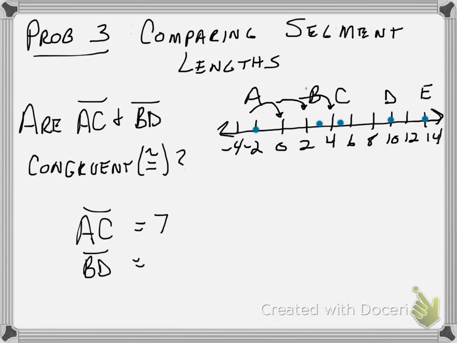BD starts at 3 and we're going to go to 10. That's 2, 4, 6, and then 1 to finish it off is also 7. So since they match, AC is congruent to BD. You'll see that it's like an equal sign with a little squiggly line over top. I'll refer to congruent as that from now on instead of writing the whole word congruent.